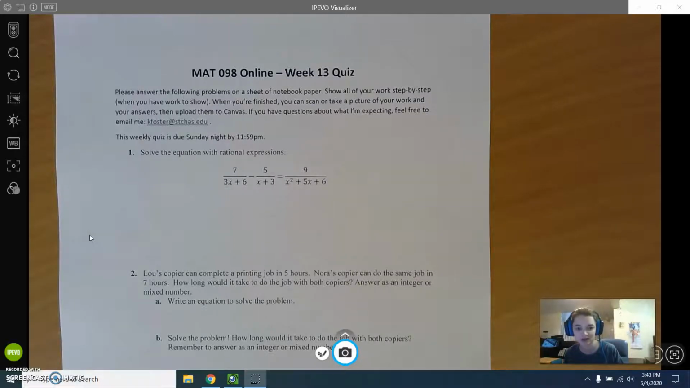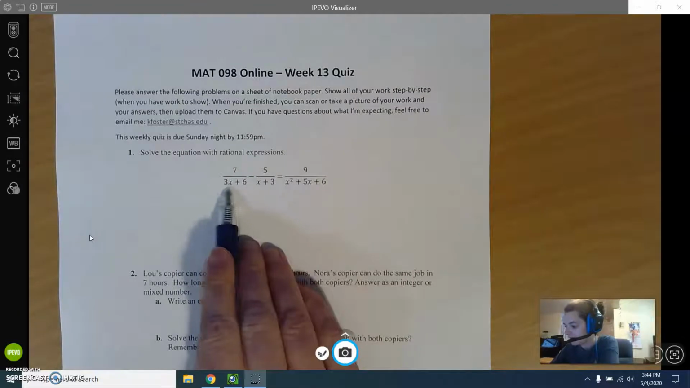And the first thing you're going to want to do is get it out of those rational expressions. And the easiest way to do that is to multiply everything, so that's both sides of your equation, by your least common denominator. So let's figure out what our LCD is first, and we can go from there, okay?